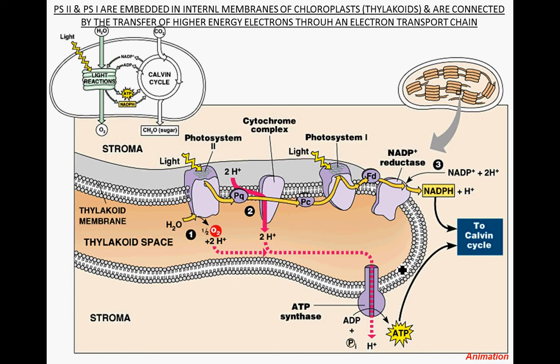So this should sound sort of familiar. Here's the thylakoid membrane, here's the thylakoid space, and this is the stroma on the other side of the membrane. So I've got a membrane separating two spaces here. Here is a group of the pigments in what's called a photosystem. This is photosystem 2, and over here is photosystem 1.